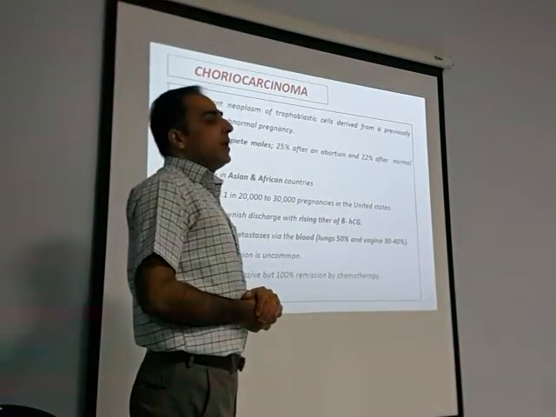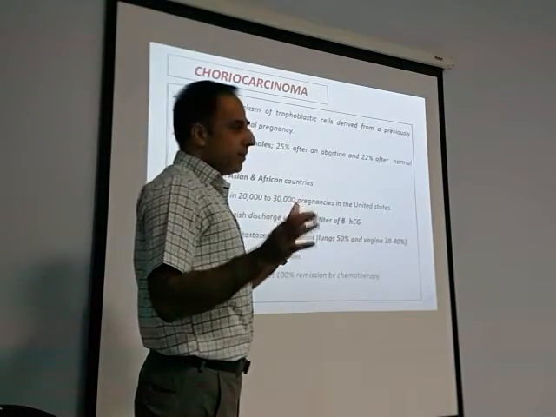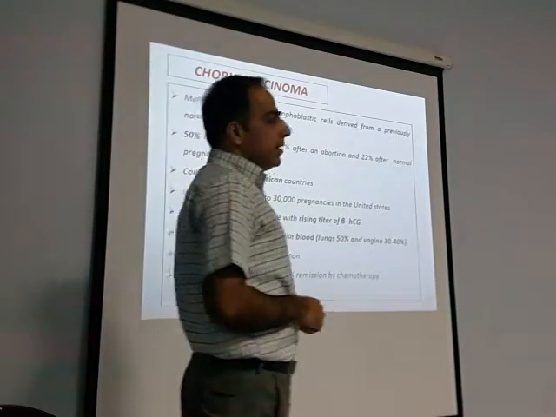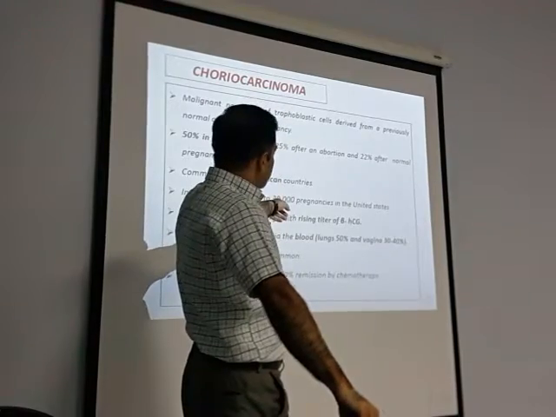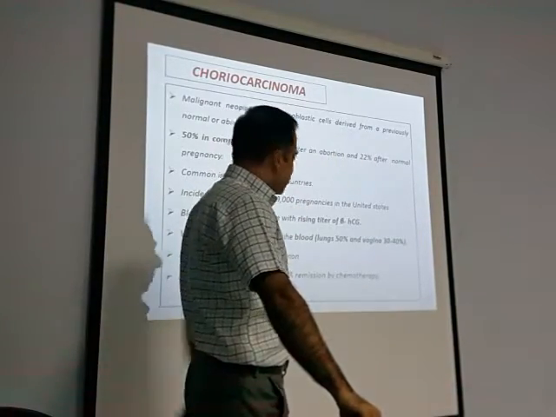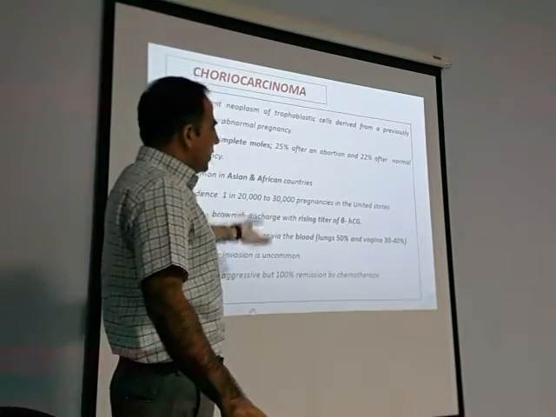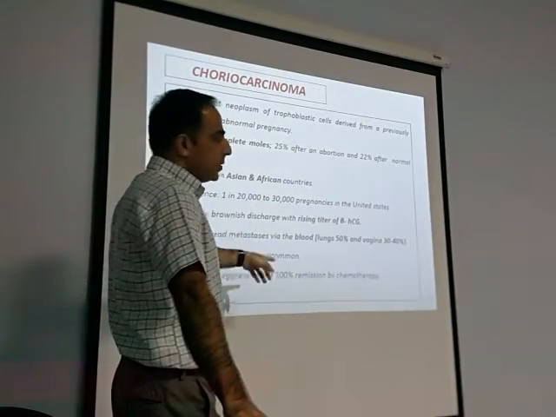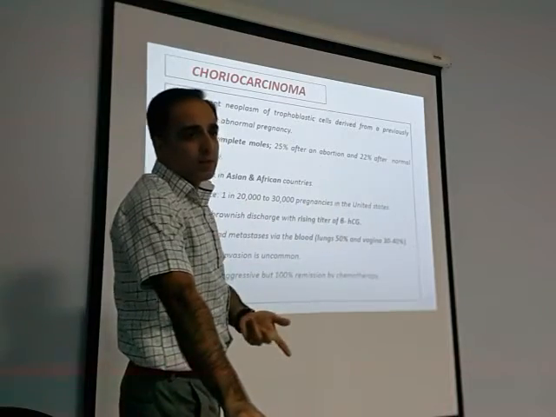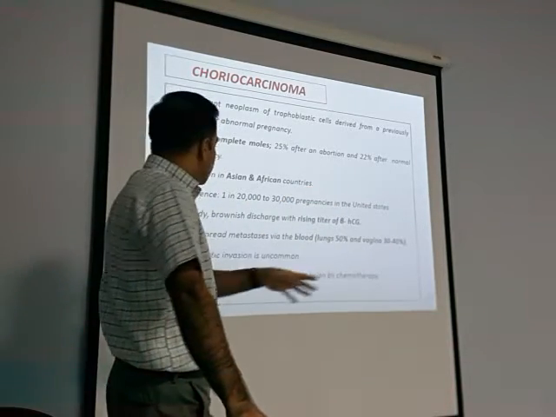Common in the Asian and African countries. Clear? Incidence is 1 in 20,000 to 30,000 pregnancies in the United States. So few in the United States, but more in Asian and African countries. But the data is available for the United States, so I keep it there.